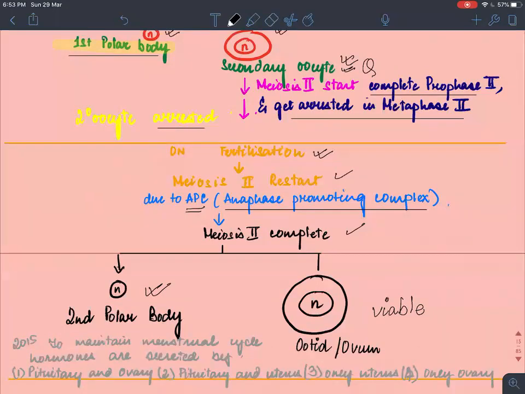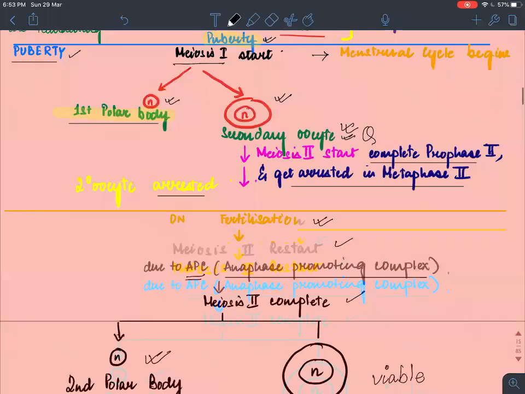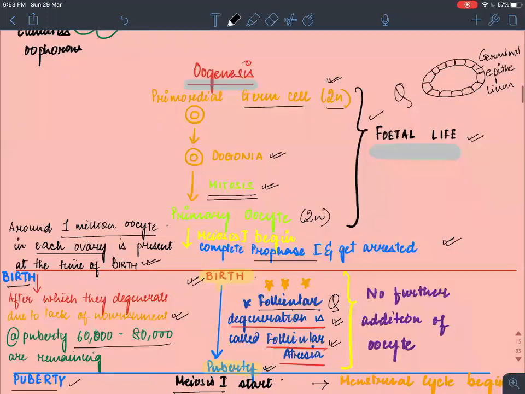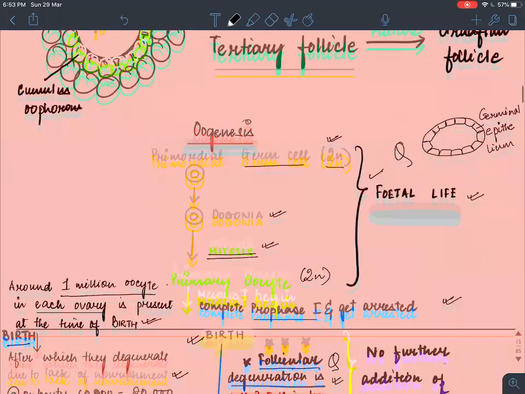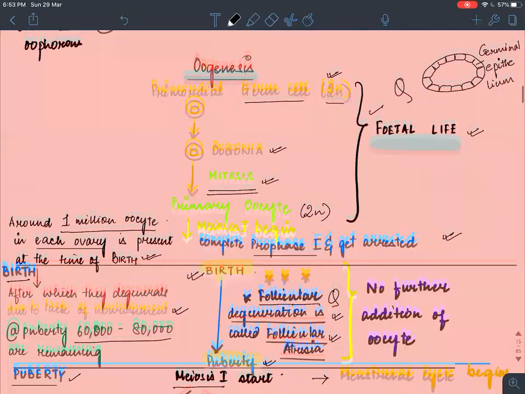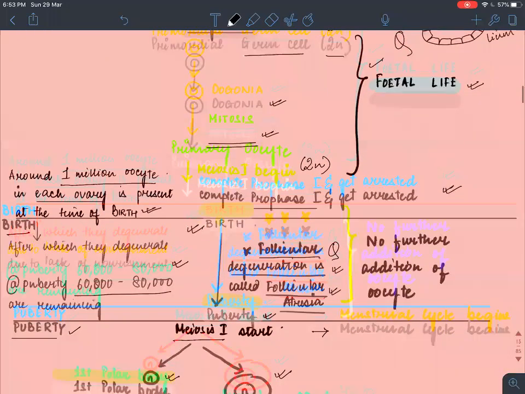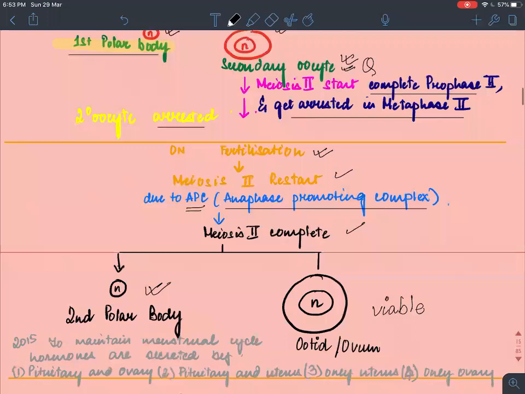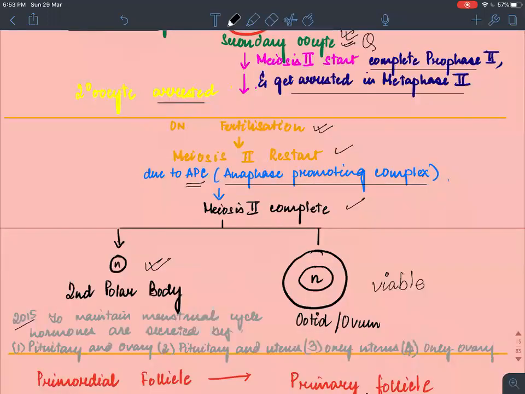Okay, now see students, with this I hope you all have understood the meaning of oogenesis. Every follicle is added before the birth of a child itself. It is constant, and from the time of birth till puberty it degenerates, and there is a constant number of 60,000 to 80,000, which from puberty starts with meiosis 1 again, and then it will complete meiosis 2 only after fertilization.